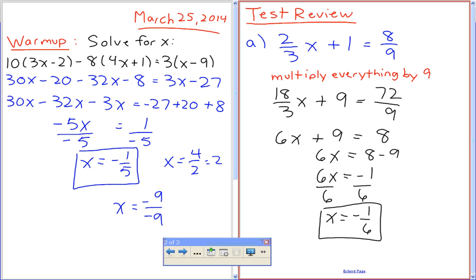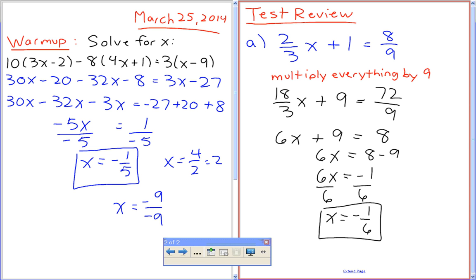Could we just write 2/3 x plus 1 over 1, and then multiply the top of it by 9? Sure. And if that's easier for you to do, that's fine.